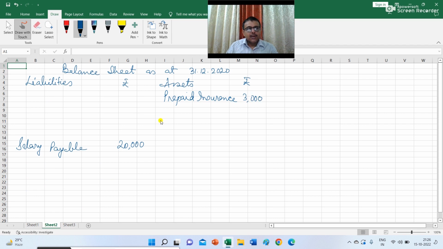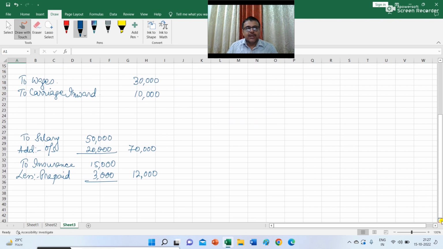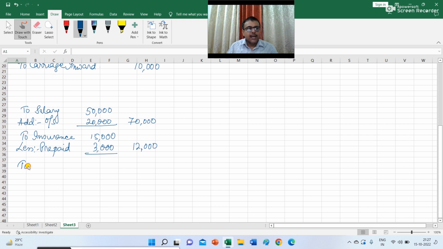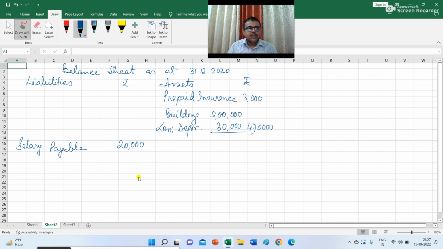3,000. Next item is building and the amount of building is 5 lakh and there is an adjustment entry regarding depreciation. So you have to reduce depreciation by rupees 30,000 and in the outer column you have to record 4,70,000. Regarding depreciation, this amount will be recorded in the profit and loss account and I have to write here depreciation on building 30,000.